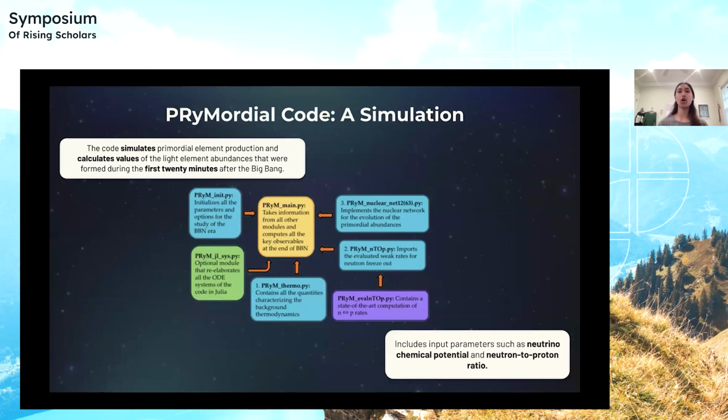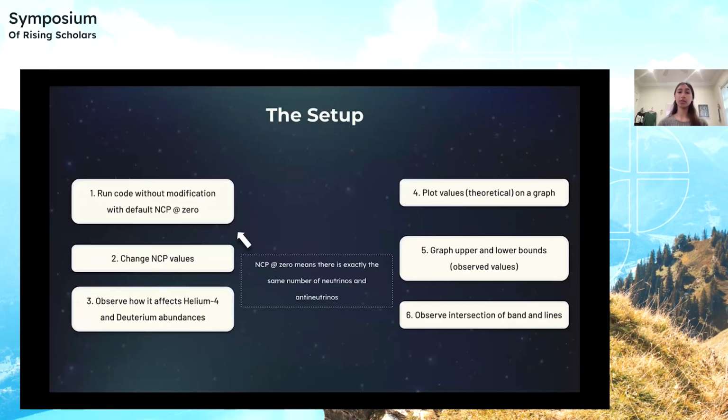The code that we utilize is called Primordial, and it simulates primordial element production and calculates values of the light element abundances that were formed during the Big Bang nucleosynthesis. For our sake, I won't go too much into this just because there are a lot of parameters, but for our study, we studied the neutrino chemical potential and a little bit of the neutron to proton ratio. For our setup, we started off by running the code without any modification, and this is with the standard theory value of NCP being at 0.